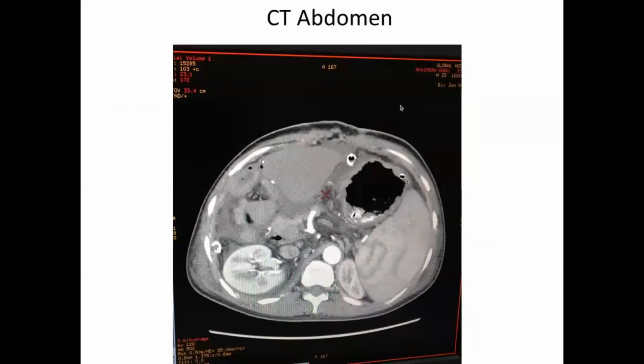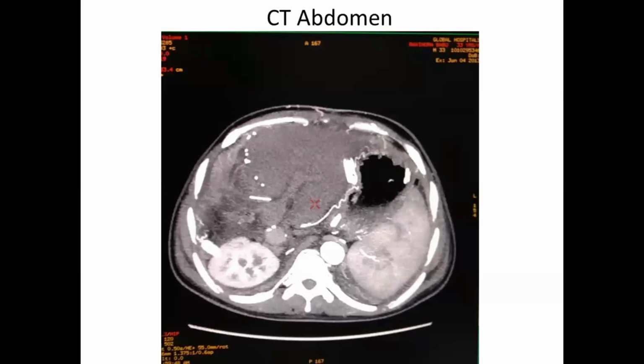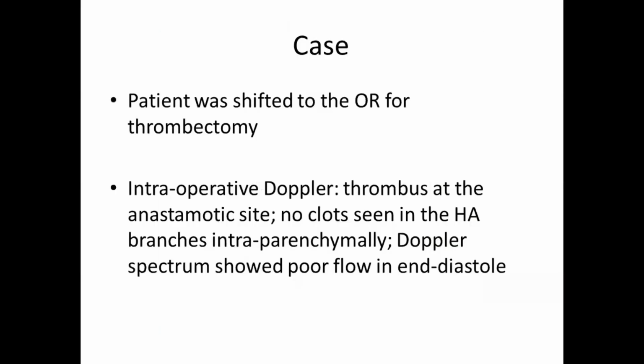So this is exactly what happened to this gentleman who had a left lobe graft. So you can see that at the anastomotic site, there is no arterial twig which is going into the graft. However, the graft still looks well perfused. And this is what you see in another image of the same patient. You see some collections by the side of the hemigraft, which is not unusual in the early postoperative period. So patient was shifted to the OR.